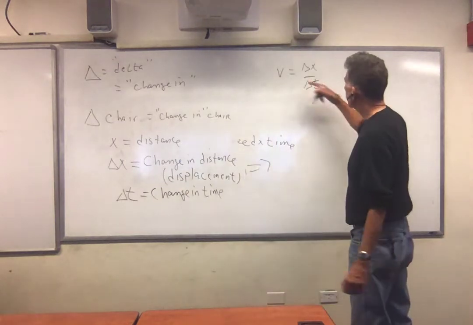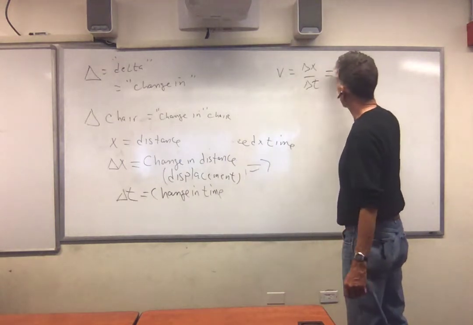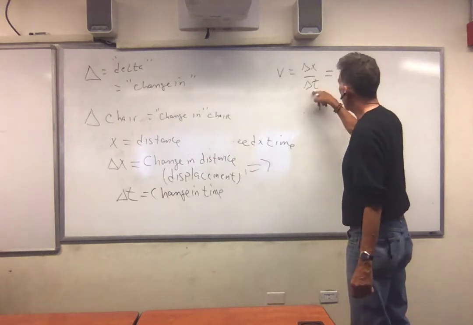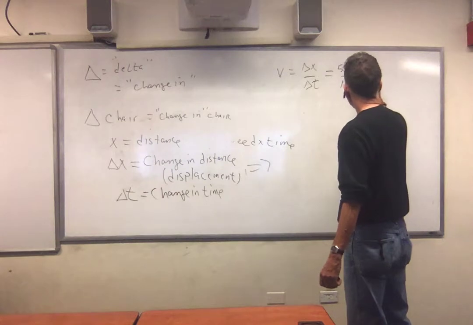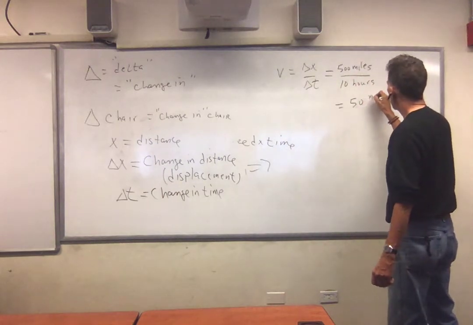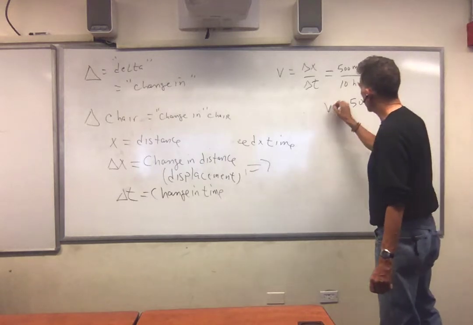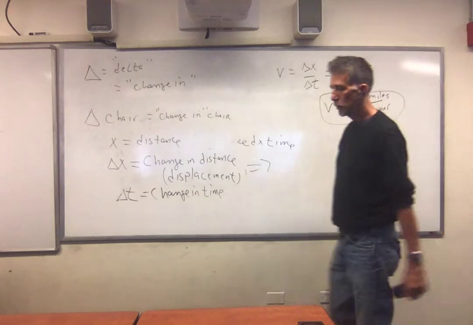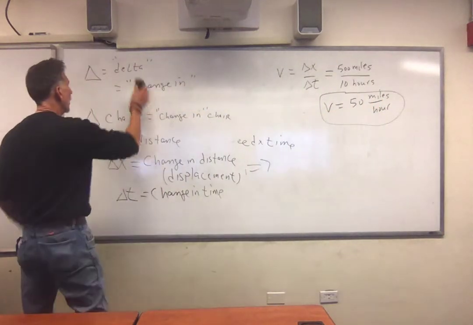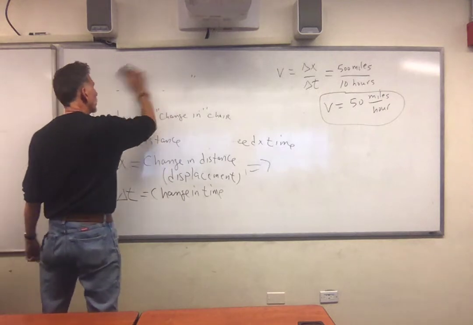Okay? So before, we said the change in distance was 500 miles. The time, we said, was 10 hours. And what we end up with was 50 miles per hour. Well, that's what we said our speed was. Okay? Let's keep going with this idea of change.